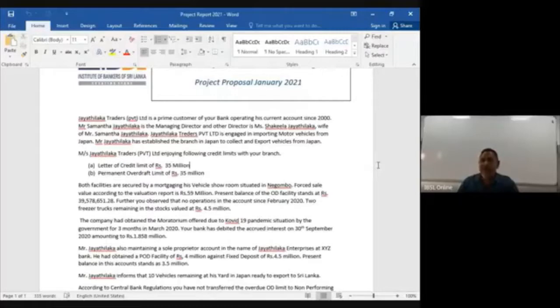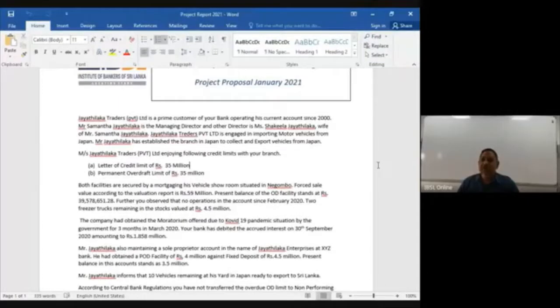Jatilaga Traders Private Limited enjoys the following credit limits with your branch: a letter of credit limit of 35 million, and a permanent overdraft limit of 35 million. The letter of credit limit is for retiring the bills when the imports come in, and the permanent OD facility of 35 million is also operated with you.